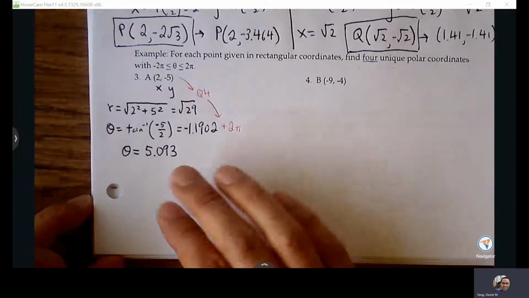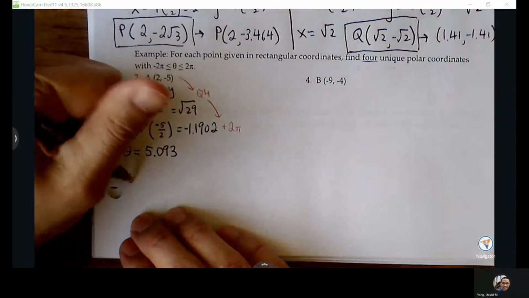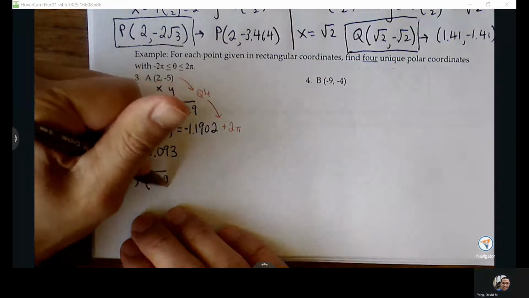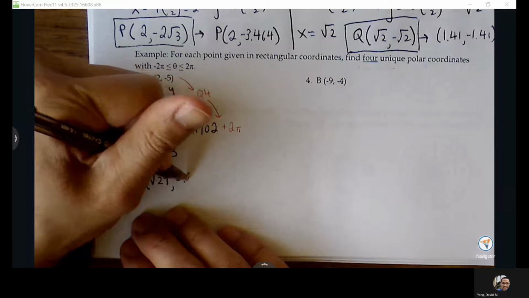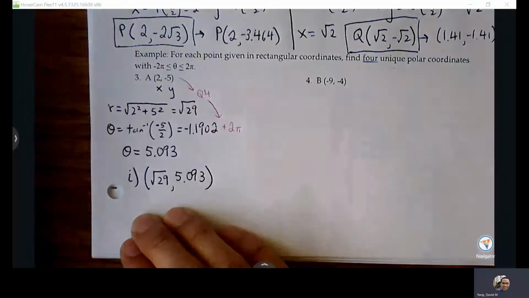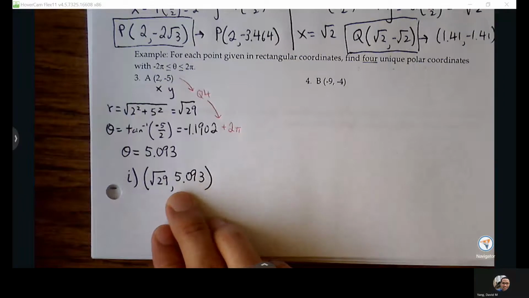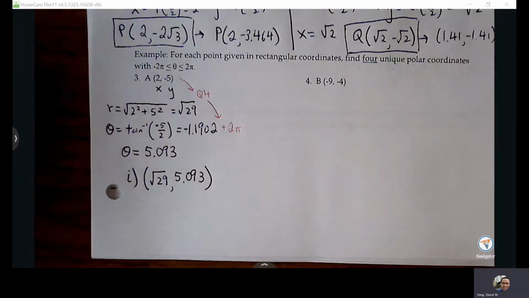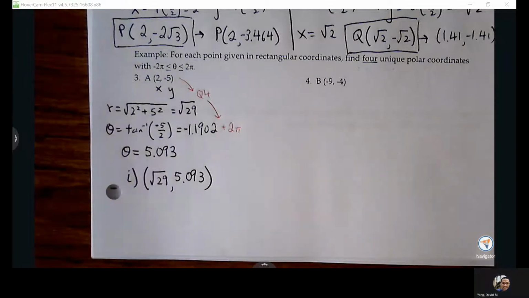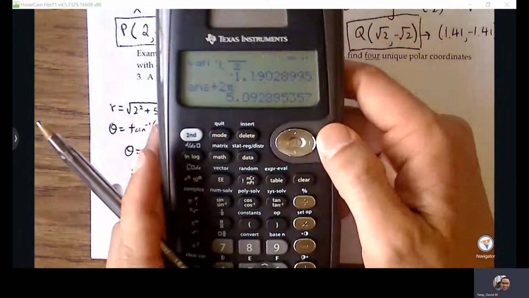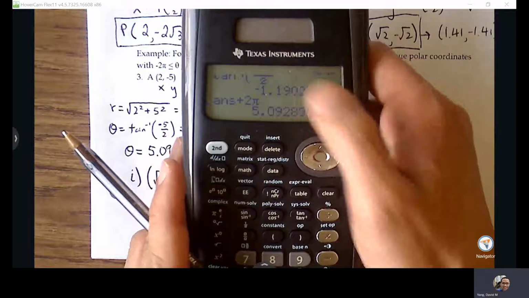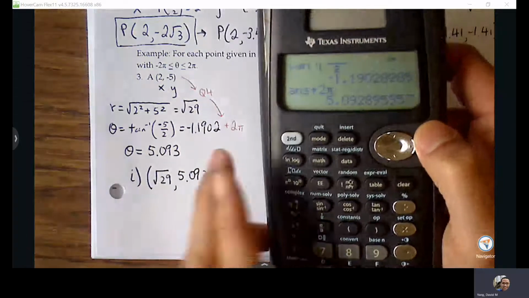Okay, so let's create one ordered pair. R, theta. Did you get 5.1? Right, you got negative 1.1. Did you get negative 1.19? You didn't? Were you in radian mode? Oh, no. Yeah, make sure you're in radian. I know it feels strange because we're used to degree mode, but we have to adjust.